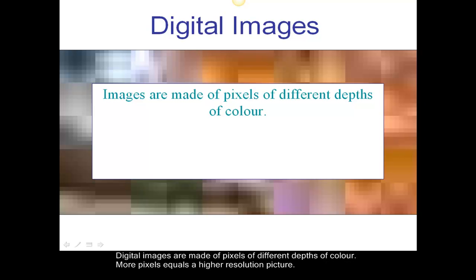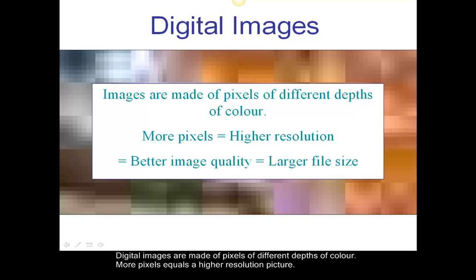Digital images are made of pixels of different depths of color. More pixels equals a higher resolution picture. This gives you better image quality, but also gives you a larger file size. Understanding how digital images work will help you choose the right type and size of image for your project.